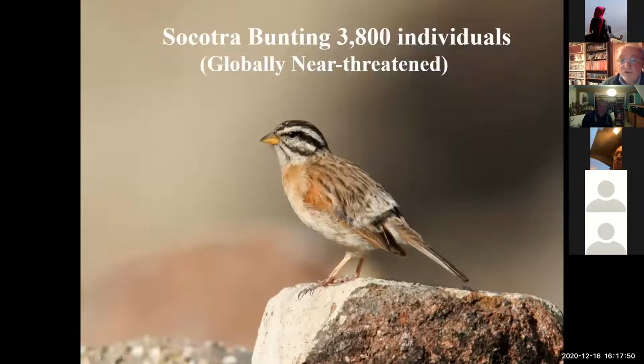The Socotra bunting is one of the rarer of the birds on the island, and it's near threatened. We determined nearly 4,000.